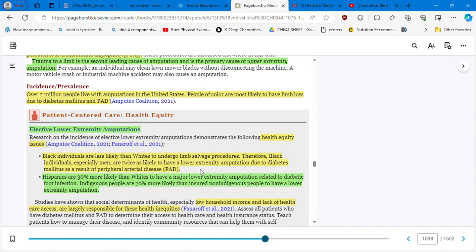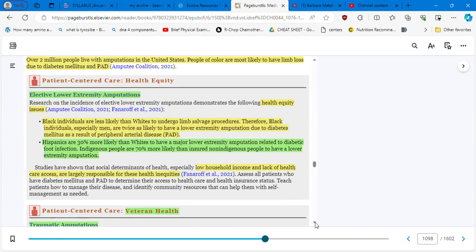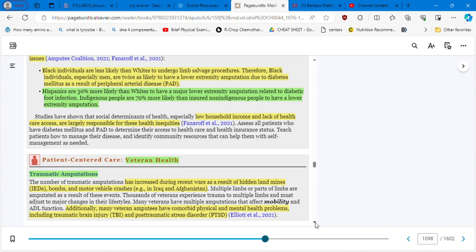Now, Hispanics are 30% more likely than whites to have a major lower extremity amputation related to diabetic foot infection. Indigenous people are 70% more likely than insured non-indigenous people to have a lower extremity amputation. So there you go, you have three populations right there. Low household income and lack of health care access are largely responsible for these health inequities.